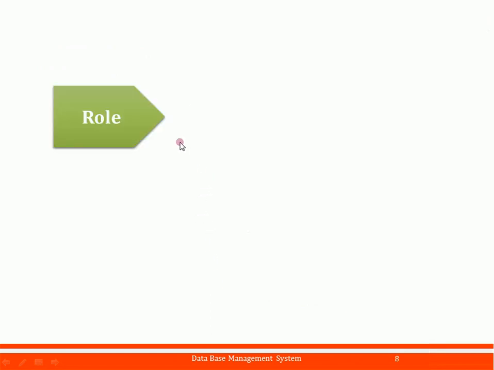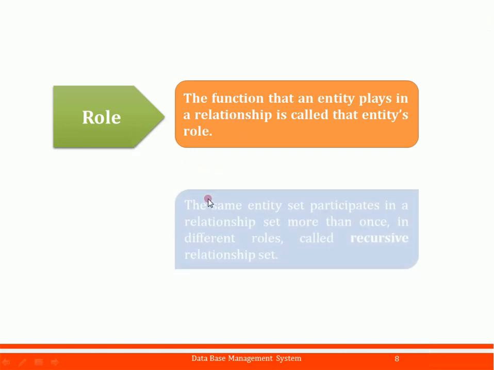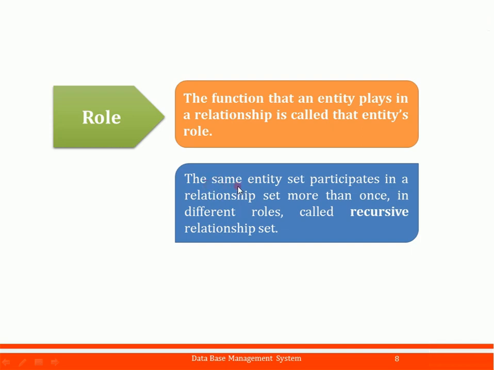The next is role. The function that an entity plays in a relationship is called the entity's role. What is the role of that particular entity in a relationship is stated. When the same entity set participates in a relationship set more than once in different roles, it is called a recursive entity or recursive relationship set.